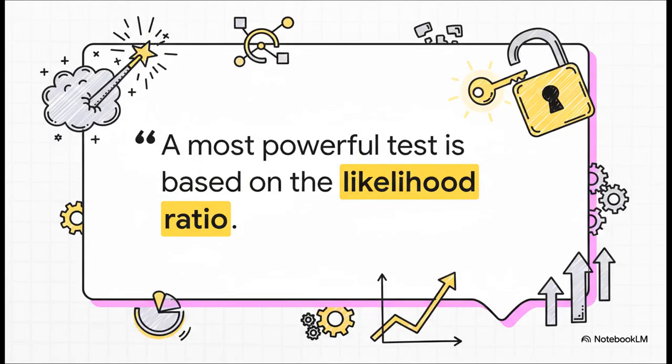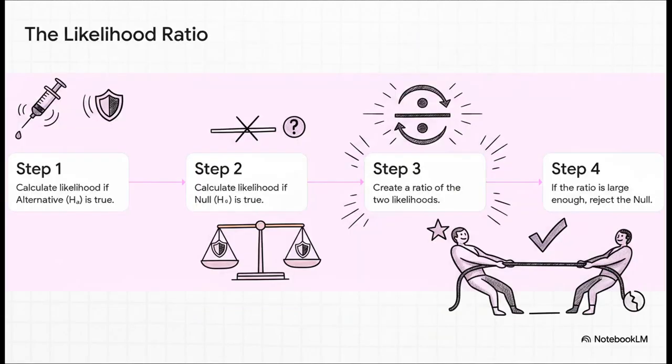So what's the secret? What's this amazing recipe that Neyman and Pearson discovered? Well, it all boils down to one simple, elegant idea. To get the most powerful test, your entire decision has to be based on something called the likelihood ratio. Now, likelihood ratio might sound super technical, but the concept is actually pretty intuitive.